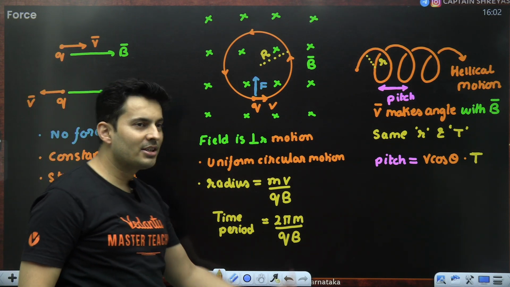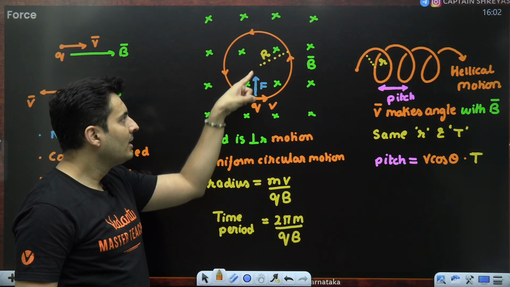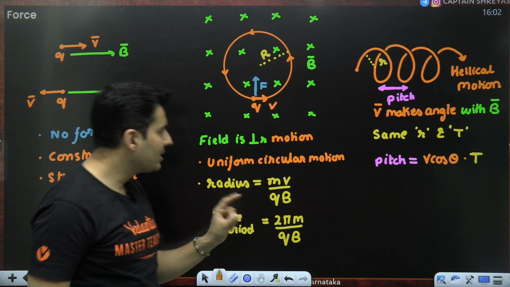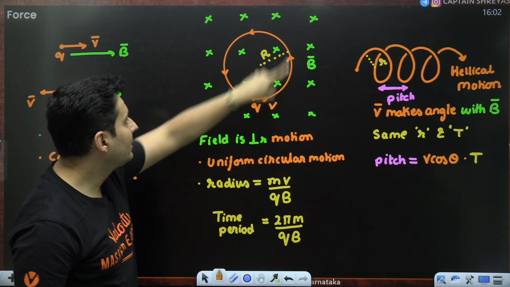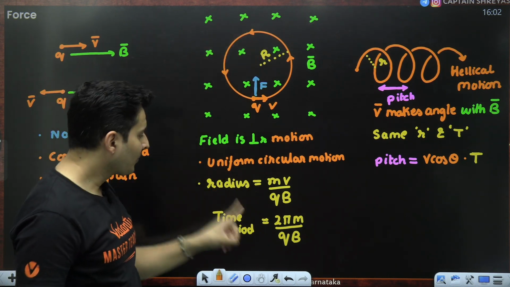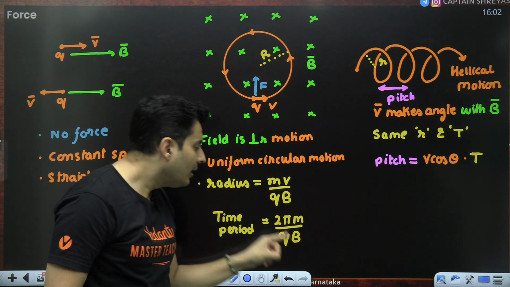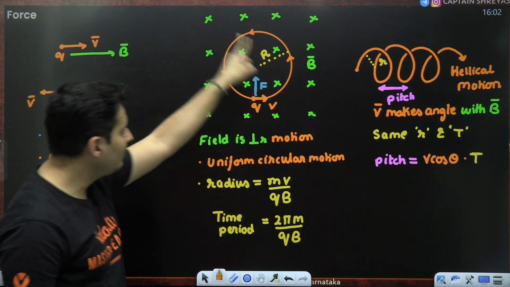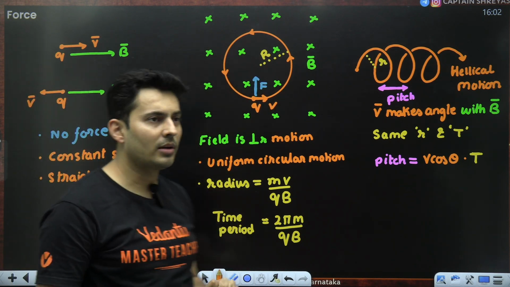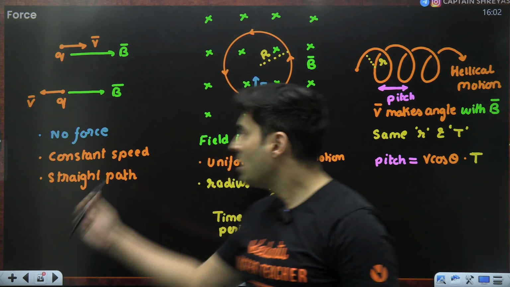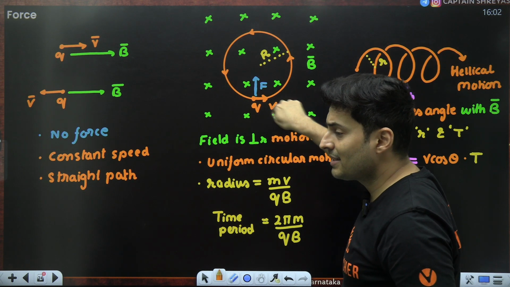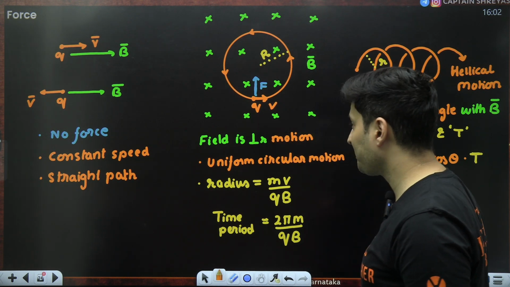That small derivation gives you the radius as mass of the charge, speed of the charge upon the charge into the magnetic field, and the time taken for one revolution is 2 pi m by qB. 2 pi m by qB. So that's the time taken to cover that circular motion. That's what happens when the velocity is perpendicular to the field. You can see field is inside the plane of the board in this case.